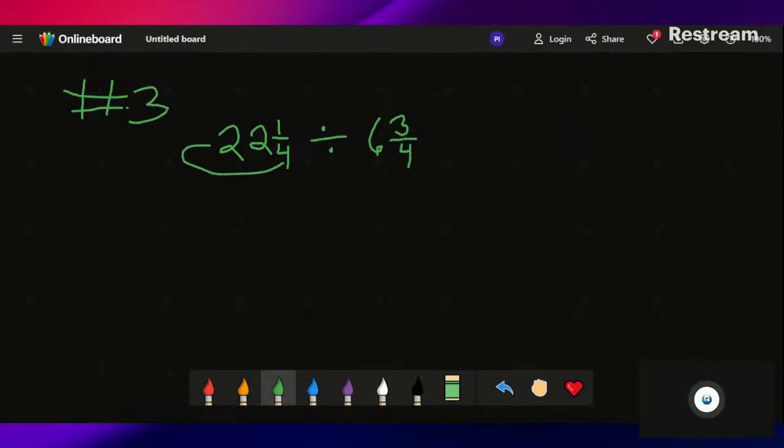So what is 22 times 4? It's going to give us 88 plus 1 is 89, divided by 4. Then we have 4 times 6 is 24. Plus 3. It's going to give us 27 over 4.